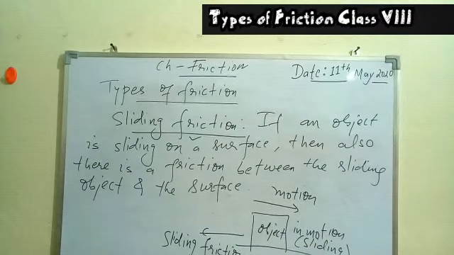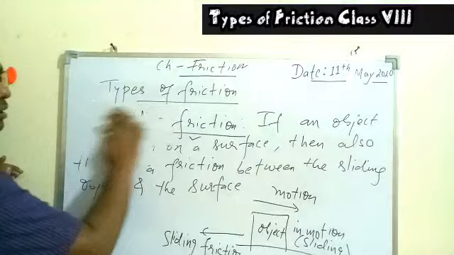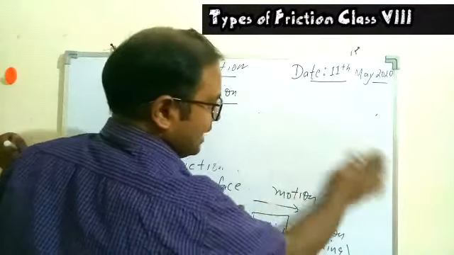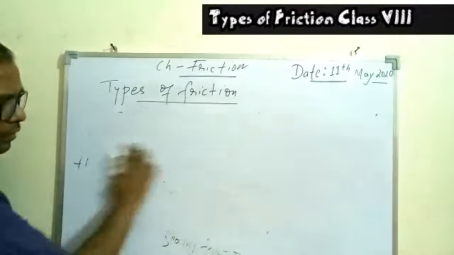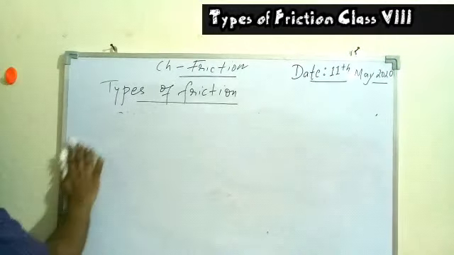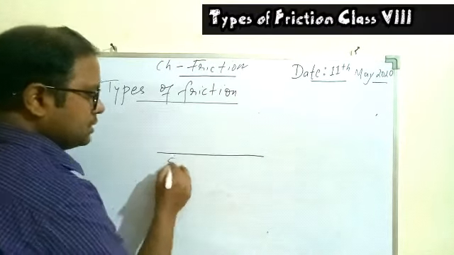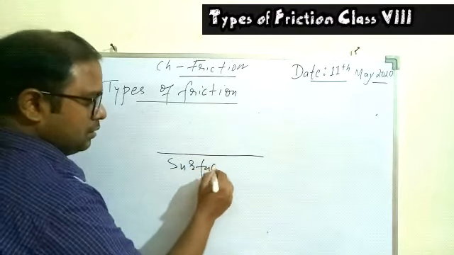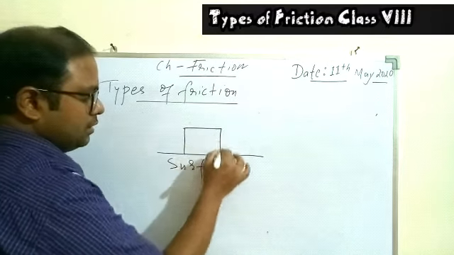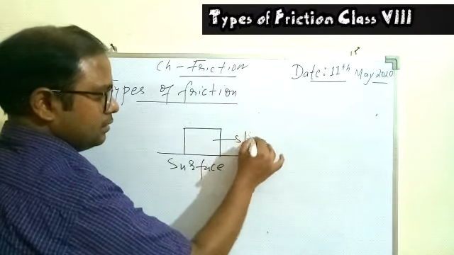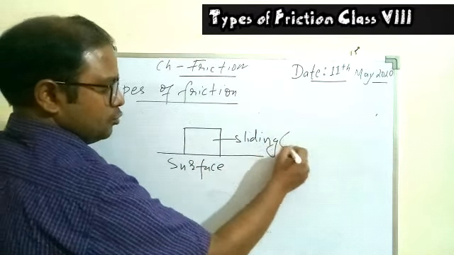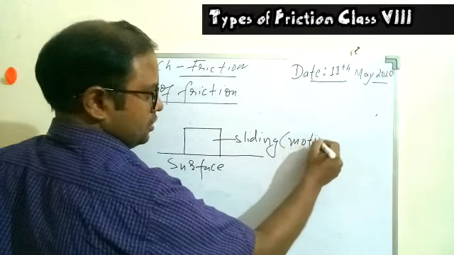And one more thing you should know, that if the object starts sliding or moving, then what will happen? Let's understand the concept. So if we have a surface and the object over it is sliding or in motion, so it is in motion.